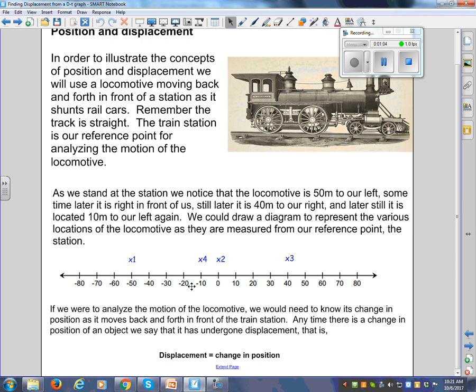If we were to analyze the motion of the locomotive, we would need to know its change in position as it moves back and forth in front of the train station. Anytime there is a change in position of an object, we say that it has undergone displacement. That is, displacement is a change in position. And displacement is actually also a vector because it includes a direction.